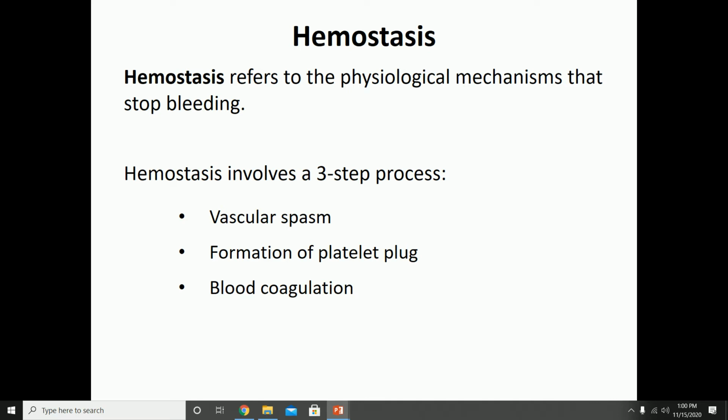First is vascular spasm, where the blood vessels constrict. Second is the formation of a platelet plug, where the platelets are going to aggregate and collect together, stick together to plug the broken vessel. And then the third, and the one that leads to the permanent stoppage of bleeding, would be the formation of a blood clot, or the step of blood coagulation.